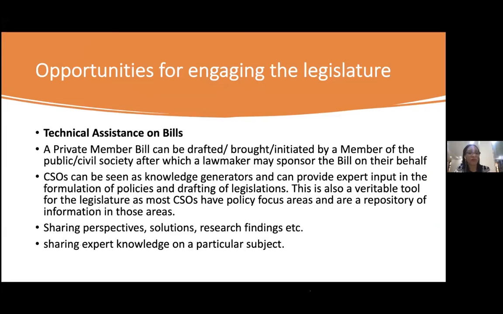This comes from the fact that civil society organizations are knowledge generators. They can provide expert input in the formulation of policies and drafts of legislation. And also, CSOs can share perspectives, solutions, and research findings, because legislators don't know everything, and their knowledge is not infinite. So that is one of the purposes of participation: to share experiences and findings on your own work or your expert knowledge on a particular subject matter.